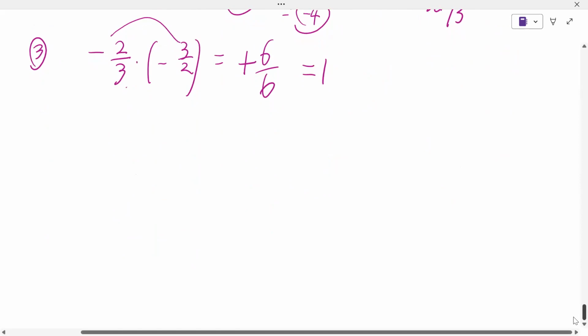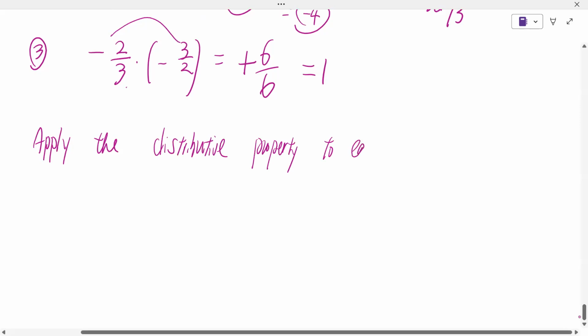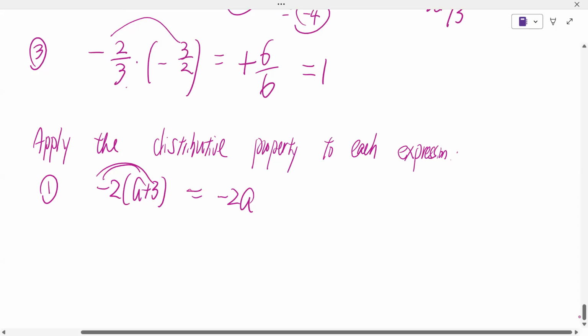Now let's take a look at the distributive property, right? Let's apply the distributive property to each expression. First one, there's something like this: -2 times (a plus 3). So typically, you just distribute -2, right? -2 times a is -2a. -2 times plus 3, minus times plus is minus, 2 times 3 is 6. That's how you distribute it.